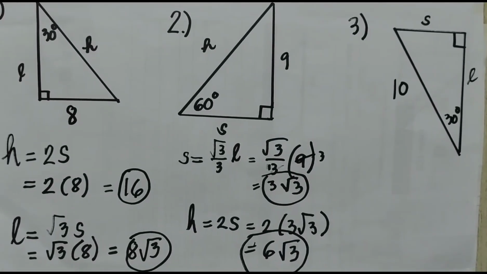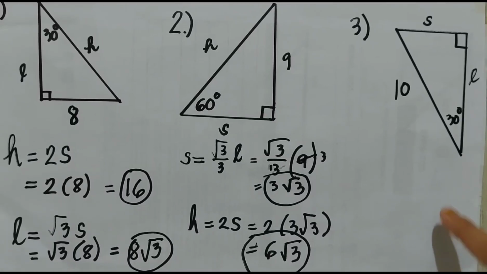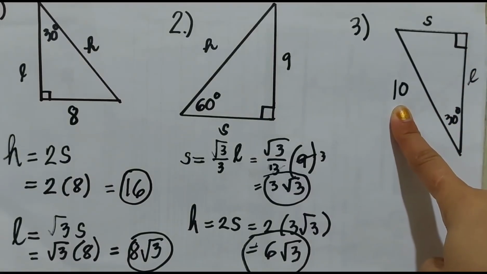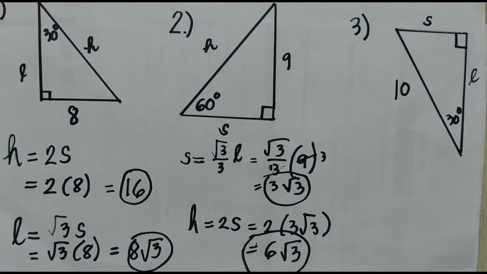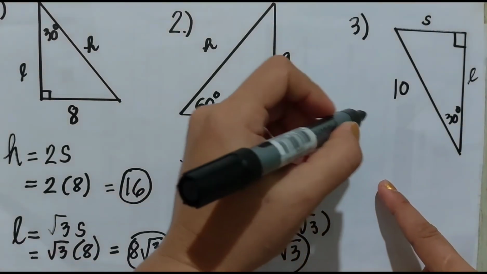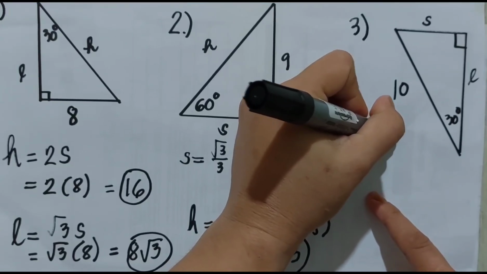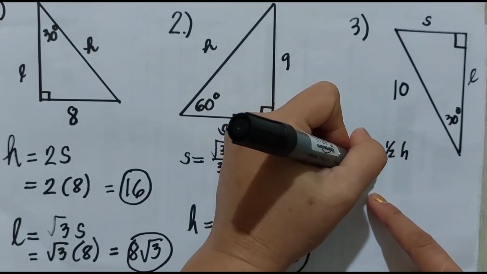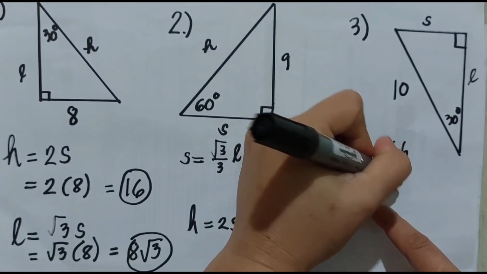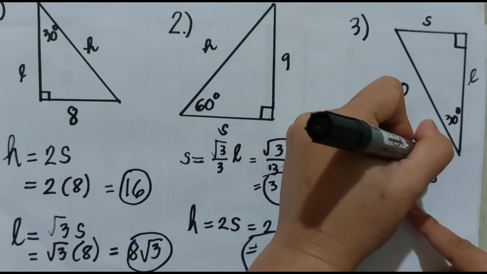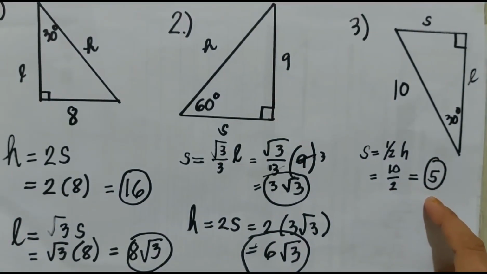For number 3, the given length is the measure of what side? This is the hypotenuse. So we are going to find the shorter leg and the longer leg. Since we have 30 degrees here, this is our shorter leg, and this is 60, so this is our longer leg. To solve for s, remember that s is 1/2 of your hypotenuse, or 10 over 2, which is 10 divided by 2. Therefore, your shorter leg is 5.